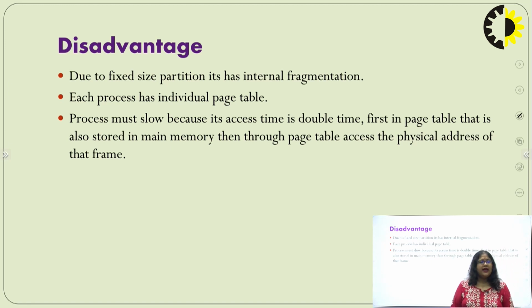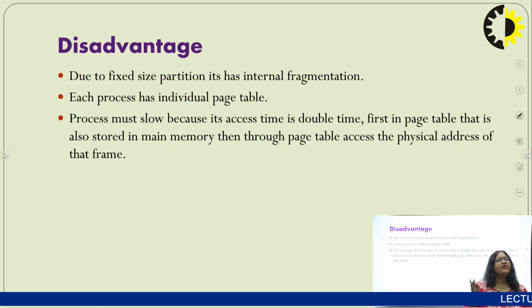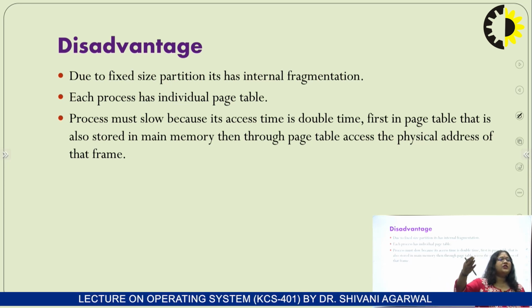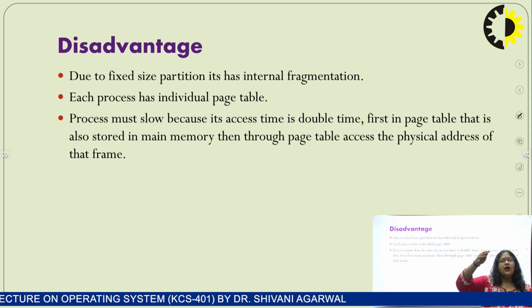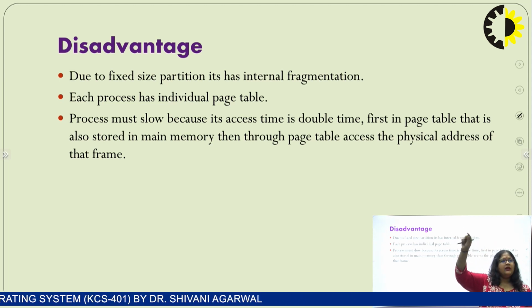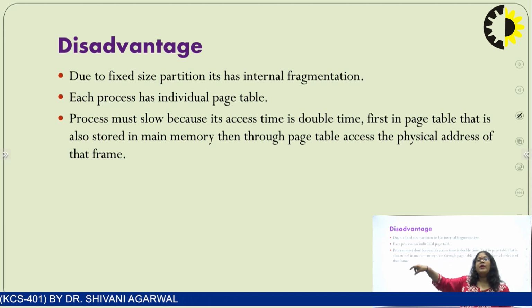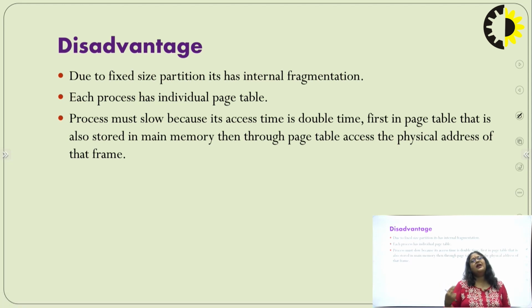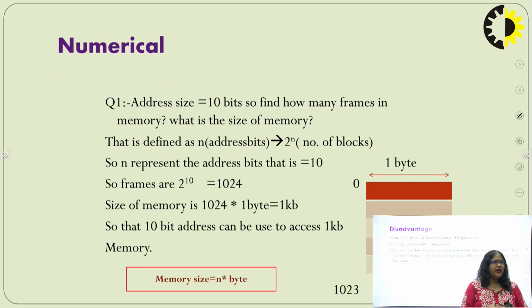Each process has an individual PMT, and each and every PMT we have to store in the main memory. So the process becomes slow, because the access time is double. First we have to search for the PMT in the main memory, then we have to find out in which frame number that particular page is stored, so that we can find the physical address. So this is a slow process due to the double access time. These are the disadvantages of that.